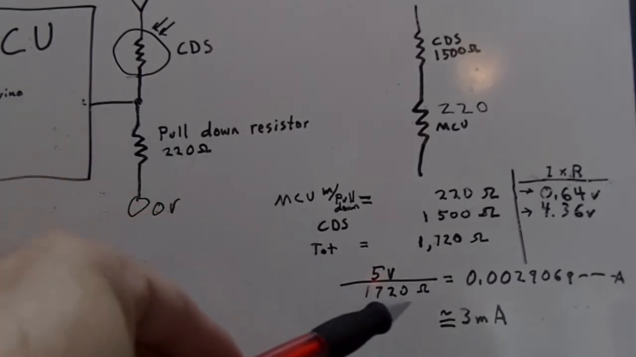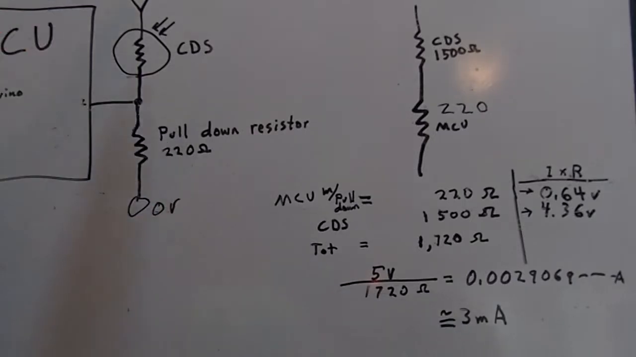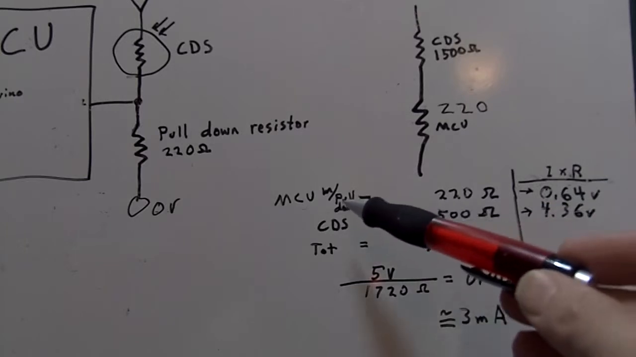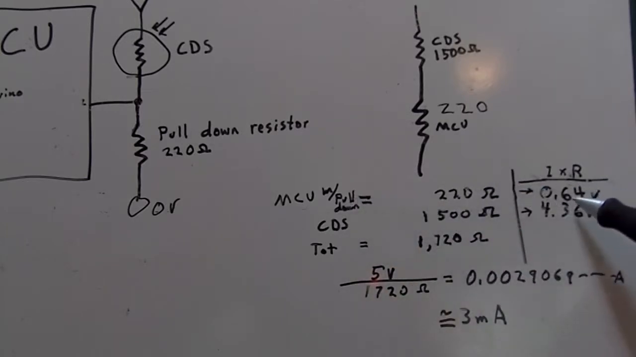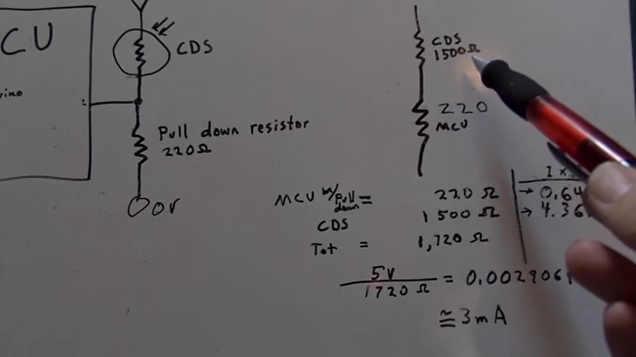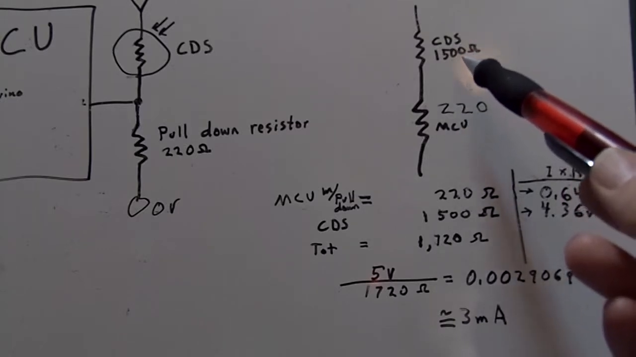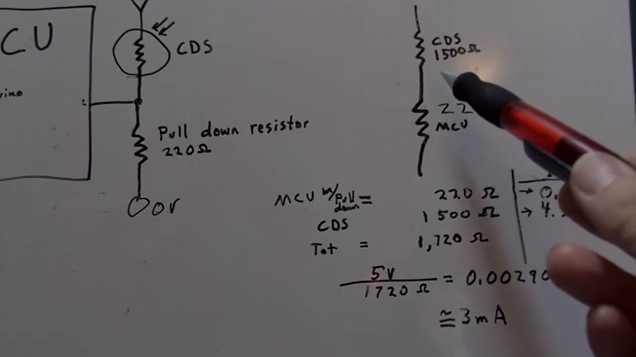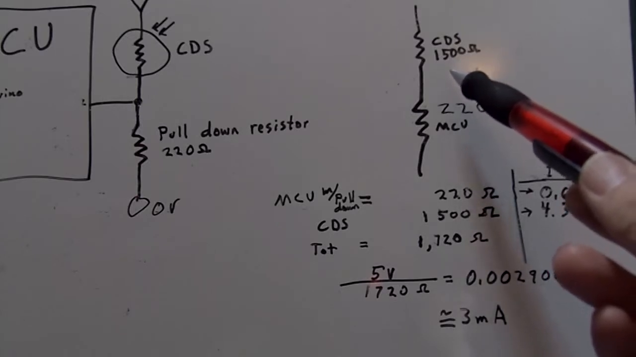And you can see now I'm drawing 3 milliamps through this whole string here, not that unworkable 5 microamps, and I'm getting more realistic drops across the resistors. So the MCU is seeing this 0.64 volts right now, whereas the CDS is dropping 4.3 volts, but the CDS is at its highest resistance. It's only going to go down when it gets more light shining on it, all the way down to maybe 75 ohms or something like that. I'd have to measure it again.